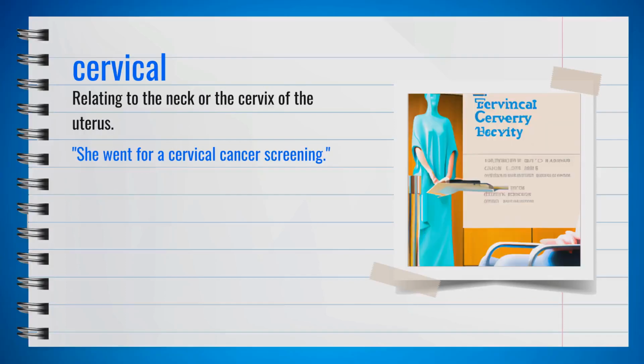The word cervical is spelled C-E-R-V-I-C-A-L, and it's an adjective. The pronunciation is cervical. It relates to the neck or the cervix of the uterus. For instance, she went for a cervical cancer screening. So in summary, cervical means relating to the neck or the cervix of the uterus.